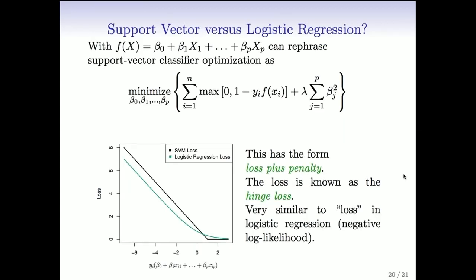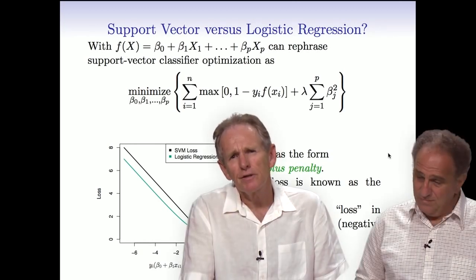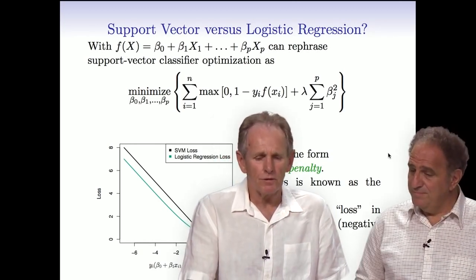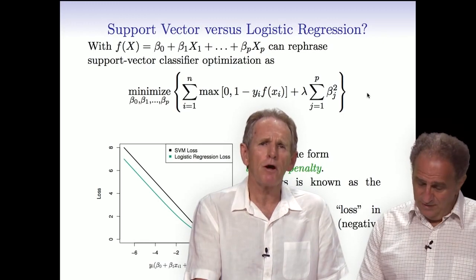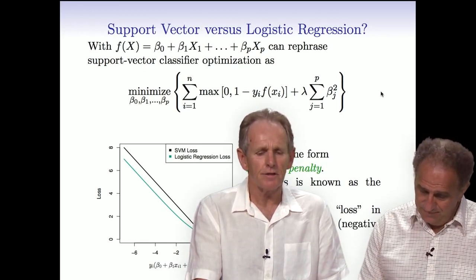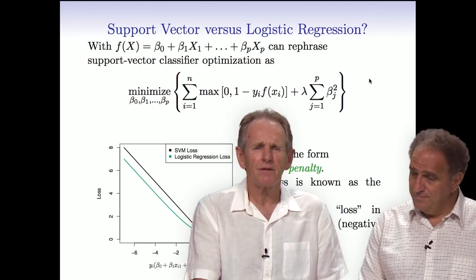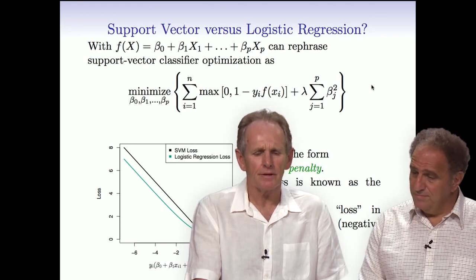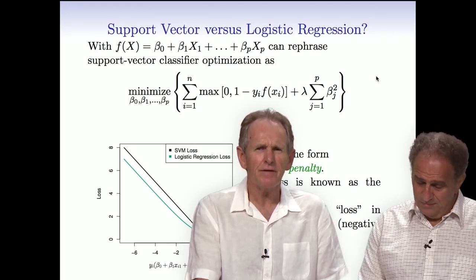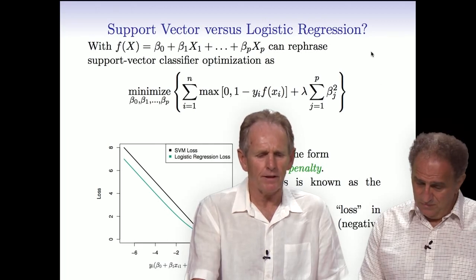Okay, we're near the end of this section. We'll end up by comparing support vector machines to logistic regression. So remember, logistic regression did solve classification problems by modeling the probabilities of the classes, where support vector machines were optimizing, going directly for the decision boundary. They seem very different. Well, it turns out they're not as different as one might think.